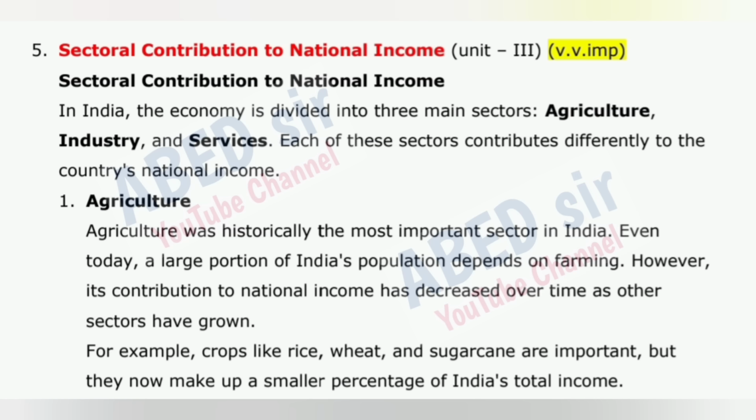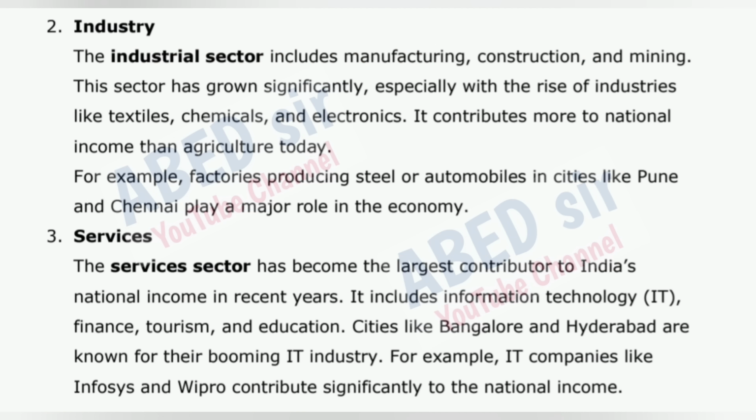2. Industry. The industrial sector includes manufacturing, construction, and mining. This sector has grown significantly, especially with the rise of industries like textiles, chemicals, and electronics. It contributes more to national income than agriculture today. For example, factories producing steel or automobiles in cities like Pune and Chennai play a major role in the economy.